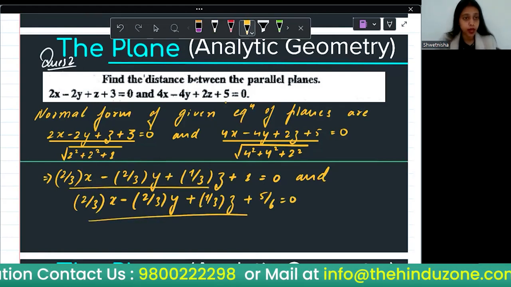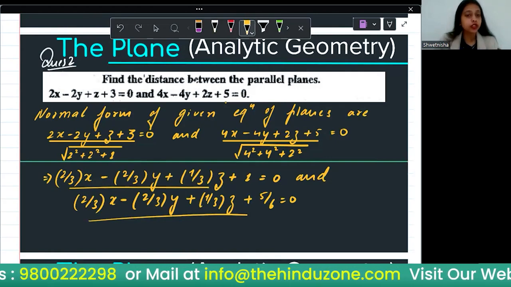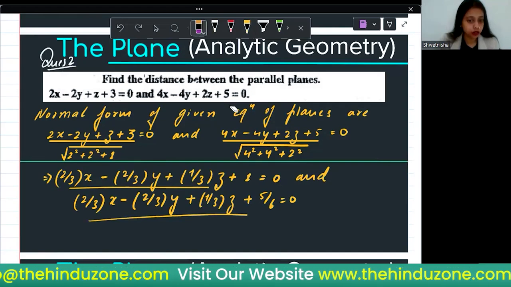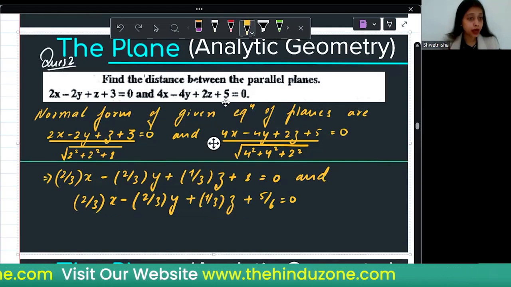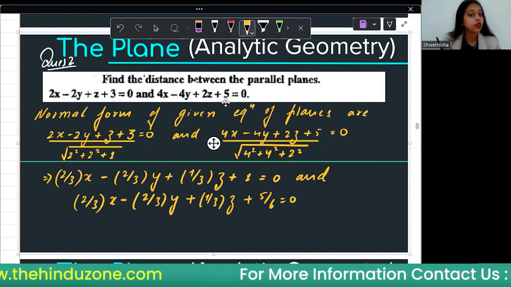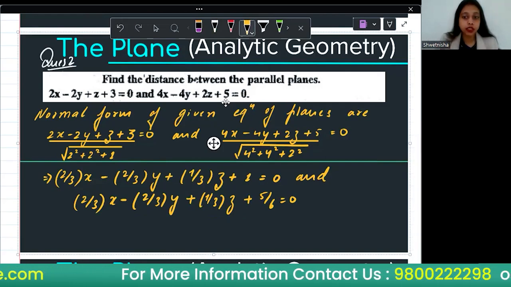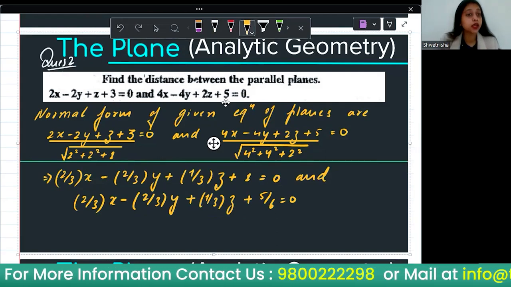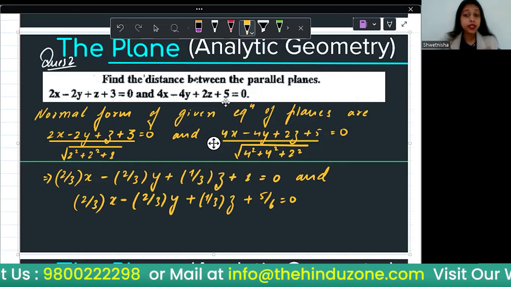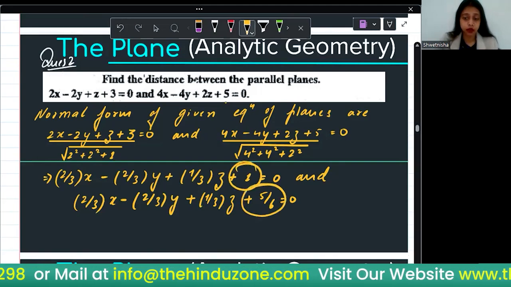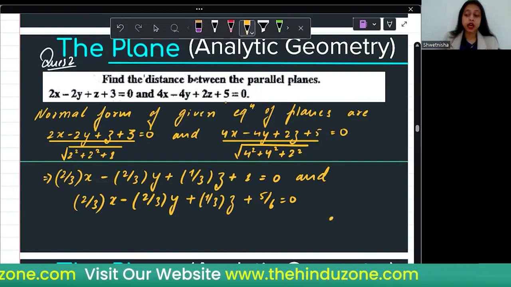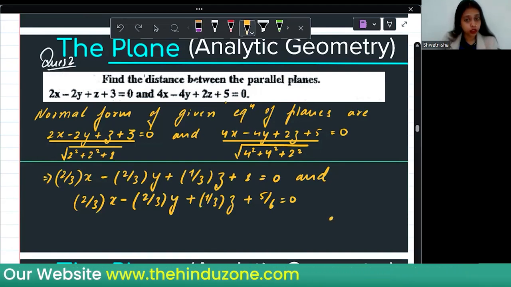These are normal forms. And obviously, the coefficients of x, y, z have to be the same because these are parallel planes. Parallel planes means parallel normals, and parallel normals means the direction cosines will be the same. We can see that from the equation as well. And what are this 1 and 5 by 6? 1 and 5 by 6 are the perpendicular distances from the origin. And because both of them are positive, plus 1 and plus 5 by 6, that also tells us that both the planes are on the same side of the origin.